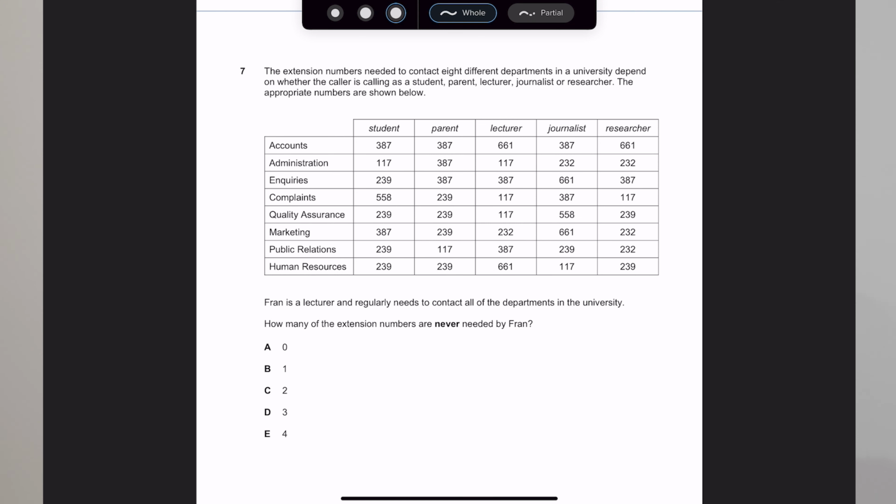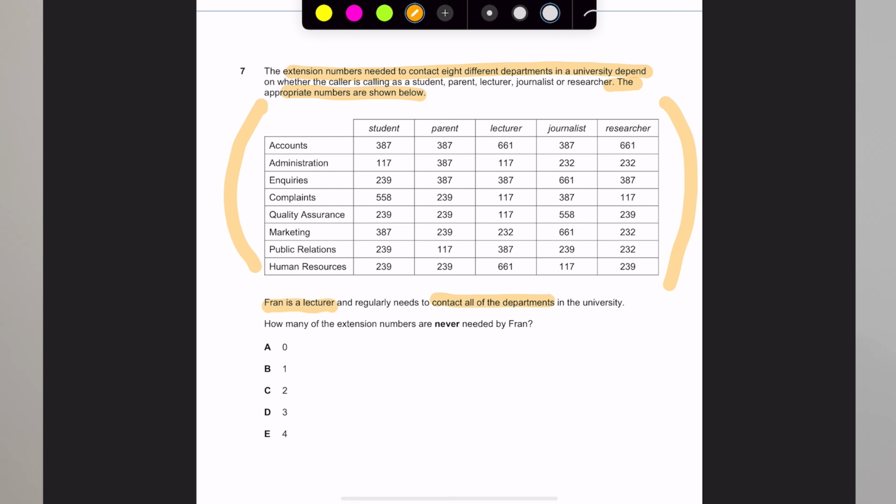Okay, so another problem-solving question here. We've got the extension numbers needed to contact 8 different departments in a university, depending on whether the caller is calling as a student, parent, lecturer, journalist, or researcher. The appropriate numbers are shown below. So we've got a bunch of different numbers here. Fran is a lecturer and regularly needs to contact all of the departments in the university. How many of these extension numbers are never needed by Fran? And then we've got some options here.